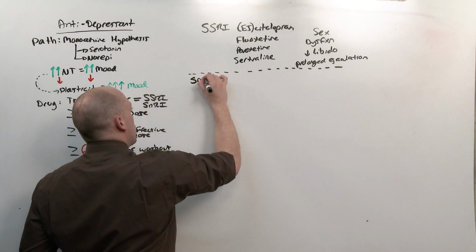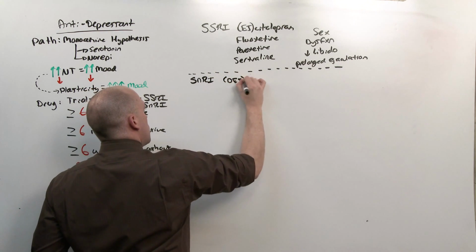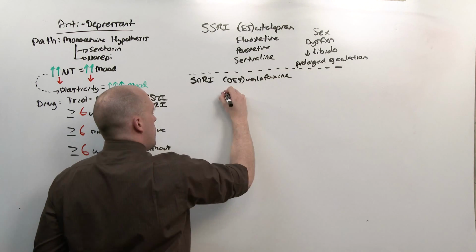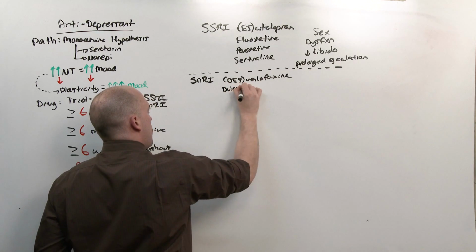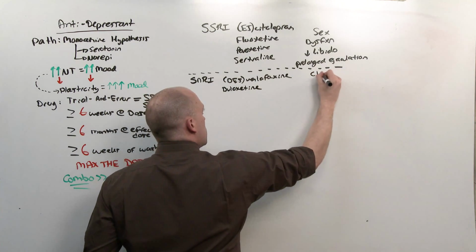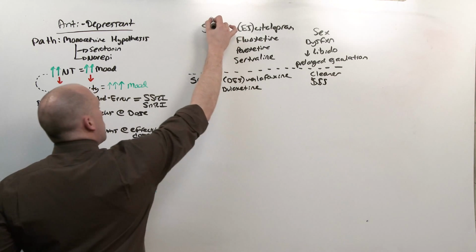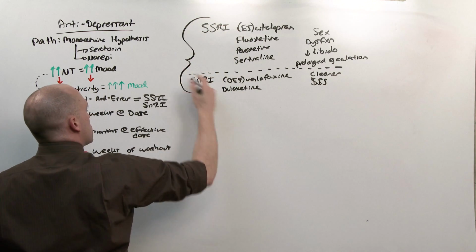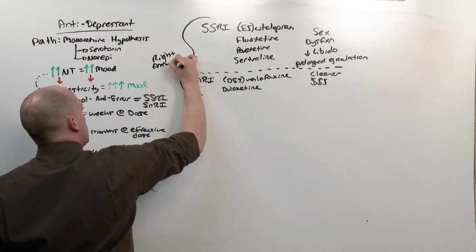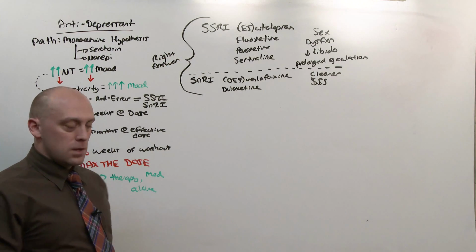The SNRIs, serotonin and norepinephrine reuptake inhibitors, are going to be desvenlafaxine and duloxetine. The SNRIs tend to be better and cleaner. They just cost more money. An SSRI or an SNRI is always the right answer. If you have to pick, you should not have to choose between them.